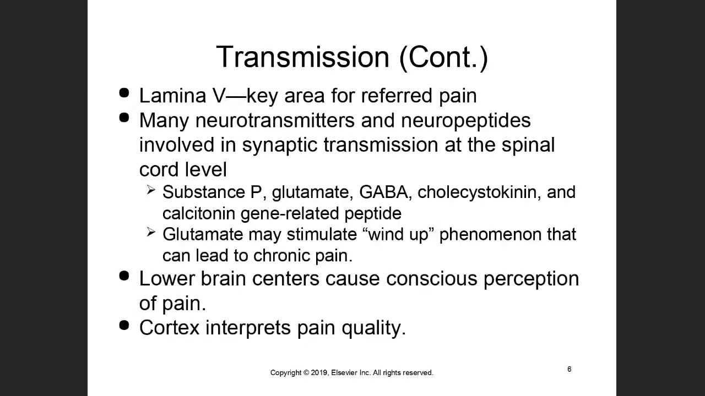Transmission: lamina V, area for referred pain. Many neurotransmitters and neuropeptides are involved in synaptic transmission at the spinal cord level: substance P, glutamate, GABA, cholecystokinin, and calcitonin gene-related peptide. Glutamate, in the lower brain centers, causes consciousness, perception of pain, and interpretation of pain quality.